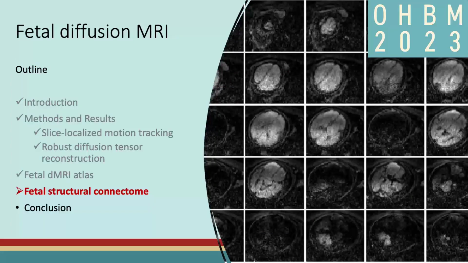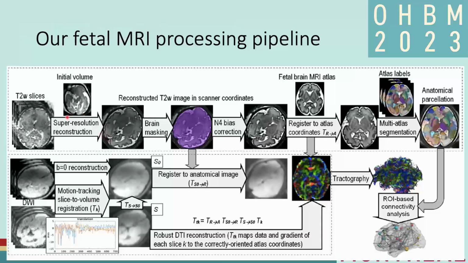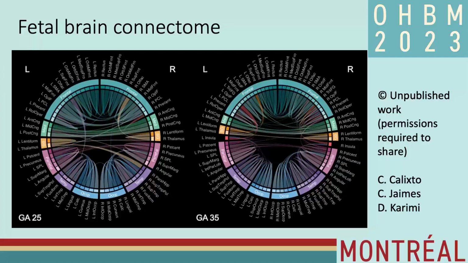Now, with all of those technologies that we've developed, we made a processing pipeline that reconstructs a high-resolution T2 image from the T2 slices that are acquired of a fetus. With that, we can get atlas-based parcellations of the brain, and our diffusion MRI processing pipeline similarly corrects for motion, reconstructs images, does the tensor estimation and tractography in a robust manner, as we had discussed, and then that would lead to ROI-based connectivity analysis that can now show us the structural connectome of the fetal brain. These are shown for the atlases at 25 weeks and 35 weeks, and you see that a lot of information can be extracted from these images.